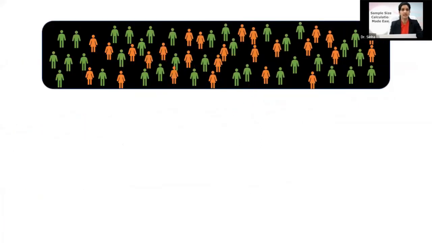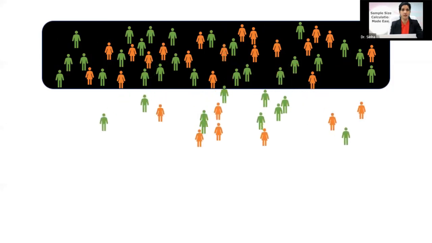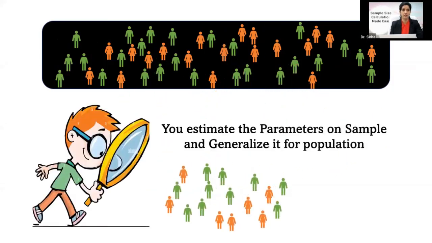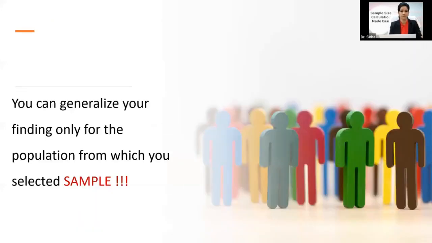Now just see this example. This is a population where you can see the green and the orange. Orange is women and green are men. You have selected a sample from this population, and on that sample, you have calculated the statistics. Whatever you calculate on the sample is known as the statistics, and what you generalize is known as the parameters. So you estimate those parameters and you generalize them for the population.